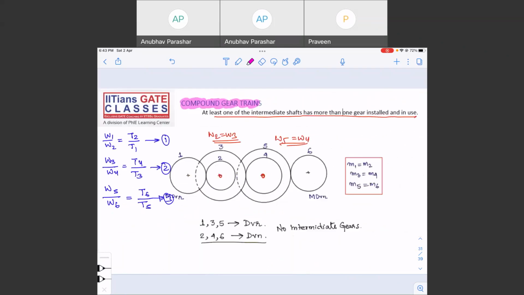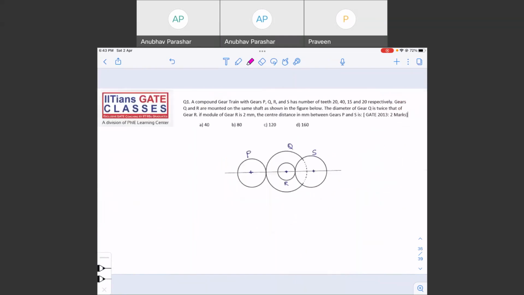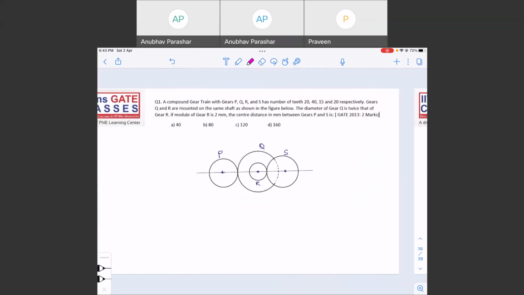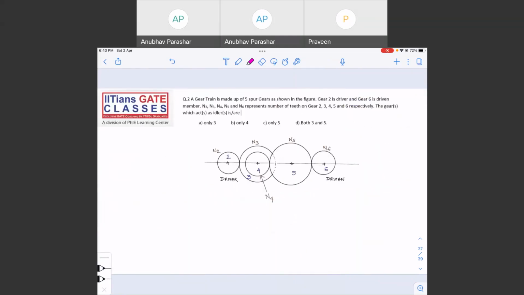So let us do this question. Equation करते हैं, ठीक है? Where again you've been asked to find out the idler gears. A gear train is made up of 5 gears, as shown in the figure. Gear 2 is the driver and gear 6 is the driven member, and 2, 3, 4, 5, 6 represent the number of gear teeth. Which gear acts as idler here? कौन सा gear idler है? How to see?